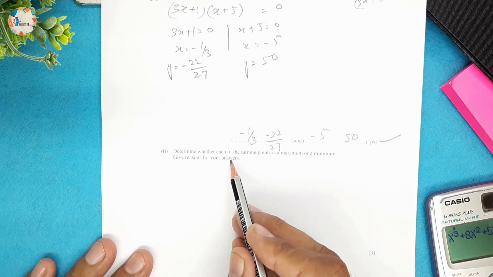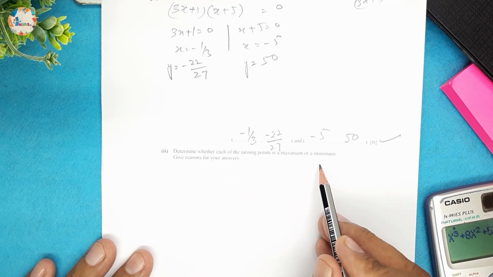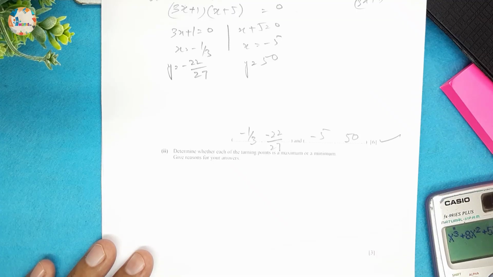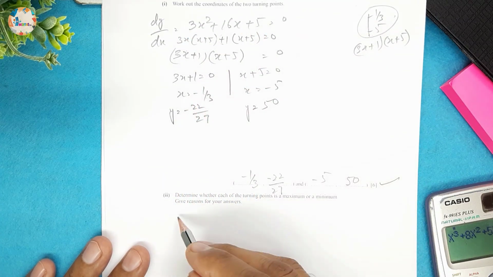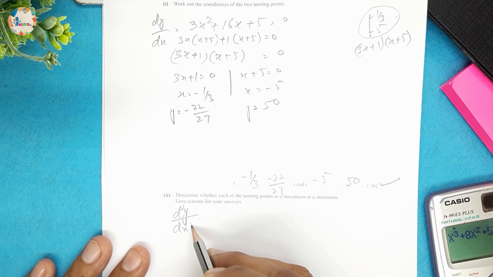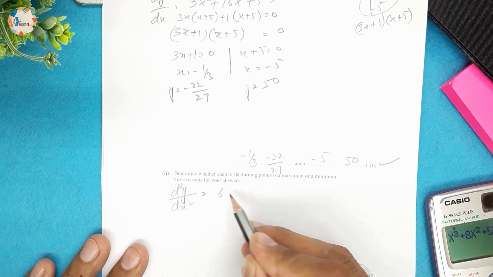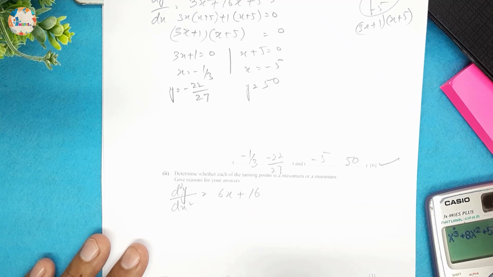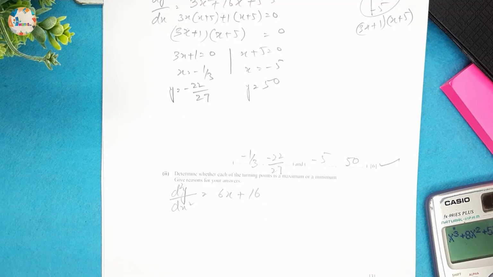So determine whether each of the turning points is maximum or minimum. So for maximum and minimum, we can take the second order derivative. The first order derivative is written over here, so we can find d2y over dx square. So d2y over dx square will be the second order derivative, and it will be 6x plus 16.